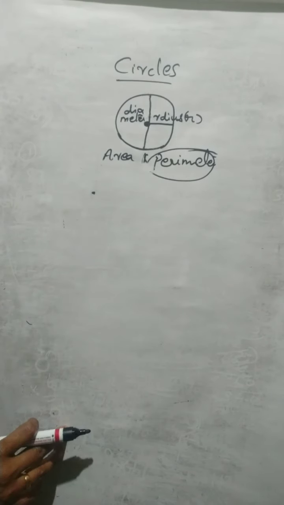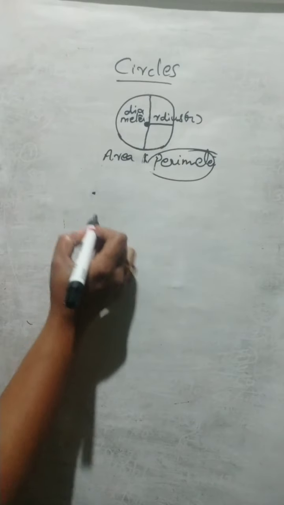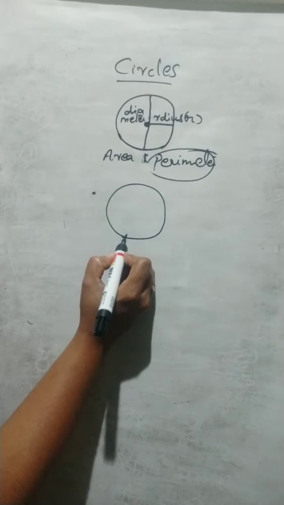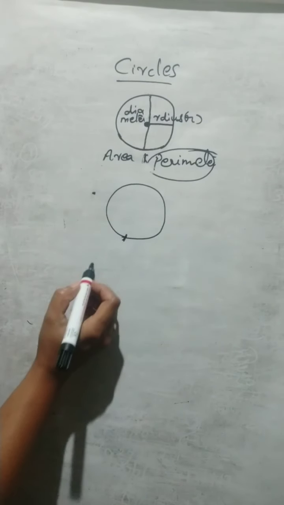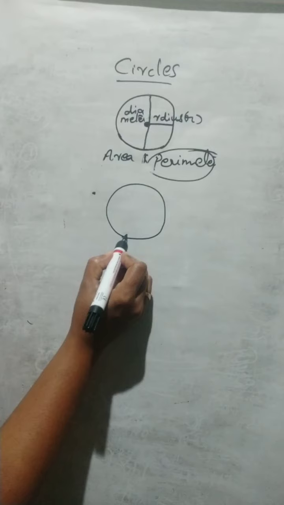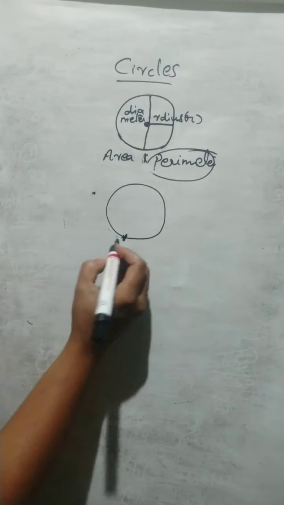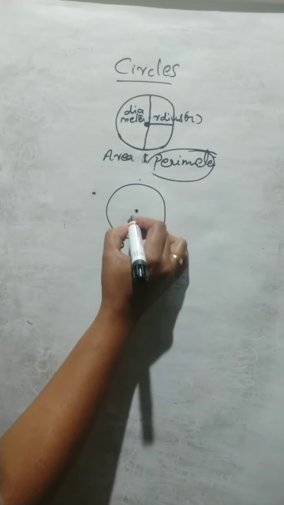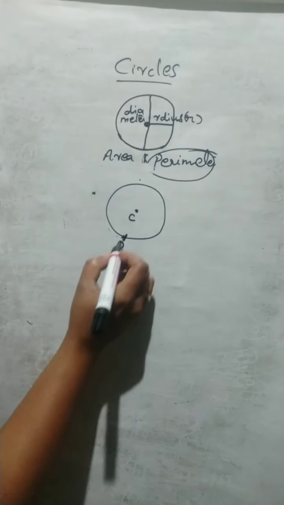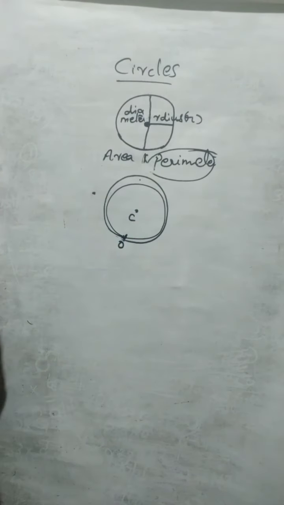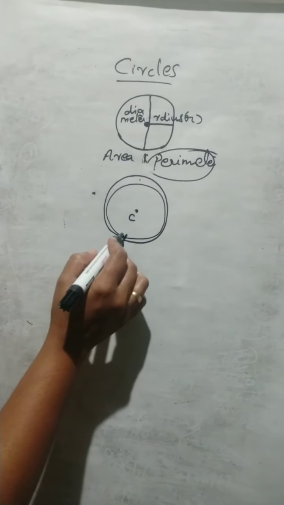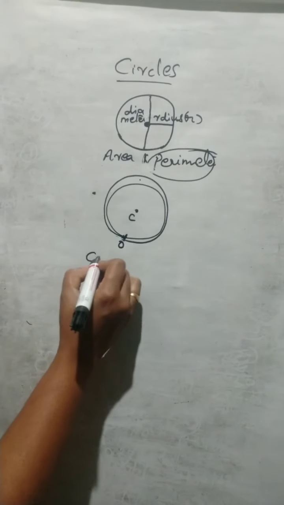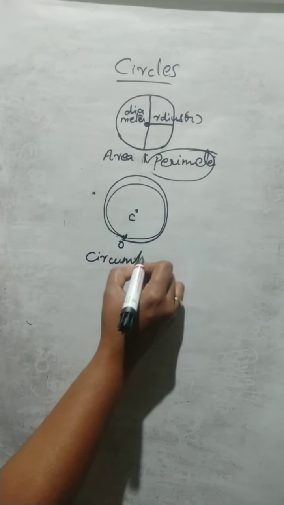Now we can study the circumference of a circle. If it's a circle with center C, the total length from here to here, from O to O, that is the length of the surroundings of this circle. That is known as the circumference of the circle.